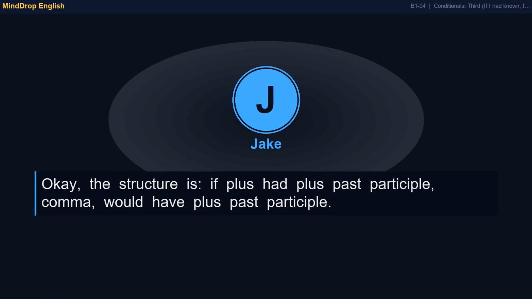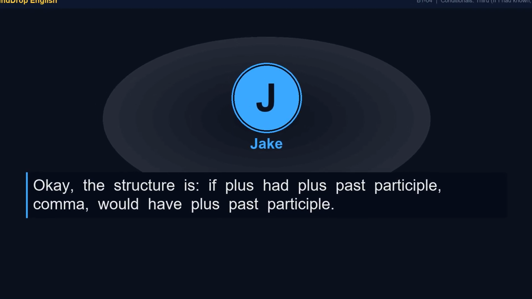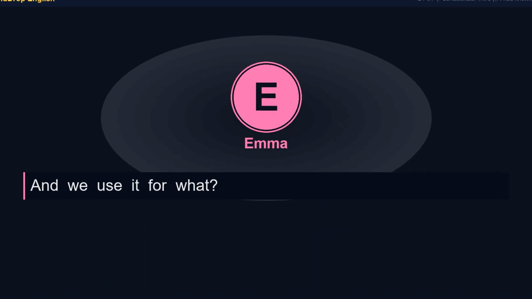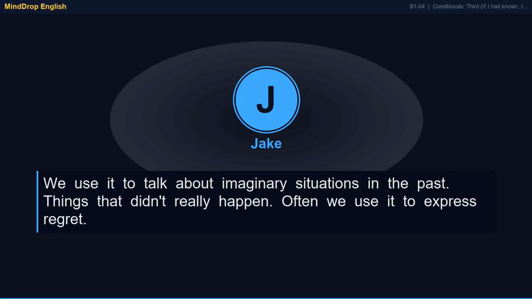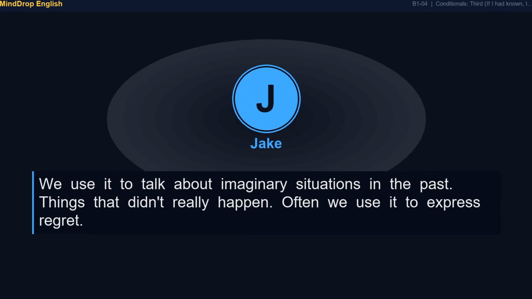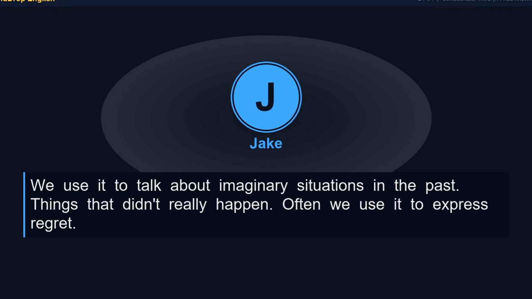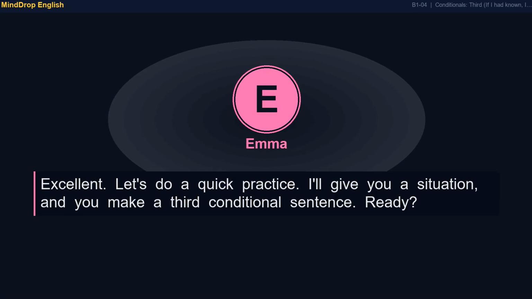Okay, the structure is: if plus had plus past participle, comma, would have plus past participle. And we use it for what? We use it to talk about imaginary situations in the past. Things that didn't really happen. Often we use it to express regret. Excellent. Let's do a quick practice.